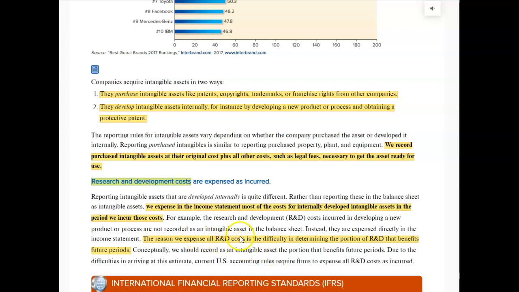So we just make it simple. The accounting rules make it simple. Any of your own research and development costs are expensed immediately to the income statement.